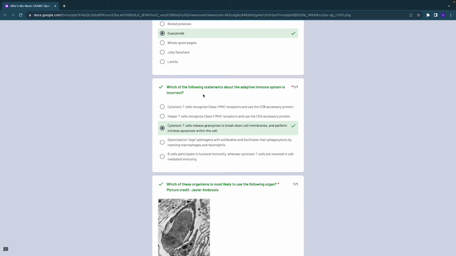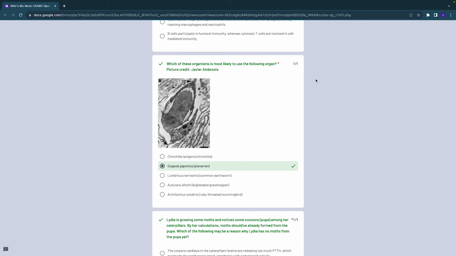Which of the following statements about the adaptive immune system is incorrect? So basically the answer is this. The proteins are just swapped. Perforin breaks down the membranes, granzymes initiate apoptosis. Everything else is correct.